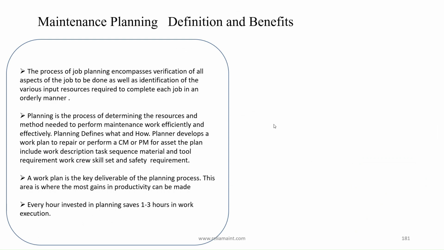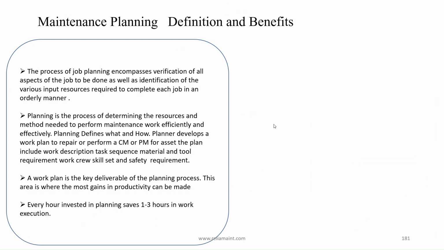Planner develops a work plan to repair or perform a CM or PM for an asset. The plan includes work description, task sequence, material and tool requirements, work crew skill set, and safety requirements. A work plan is the key deliverable of the planning process. This area is where the most gains in productivity can be made. Every hour invested in planning saves 1 to 3 hours in work execution.